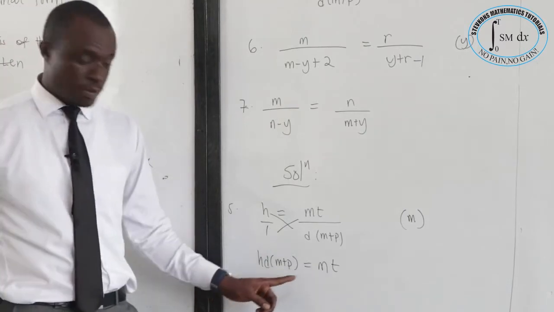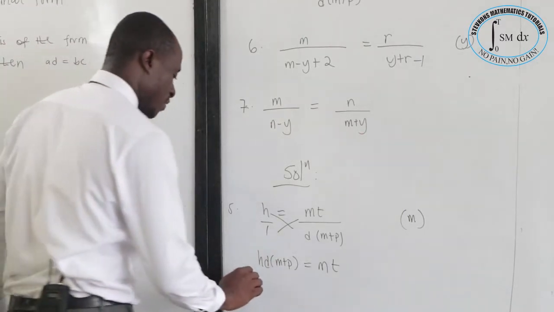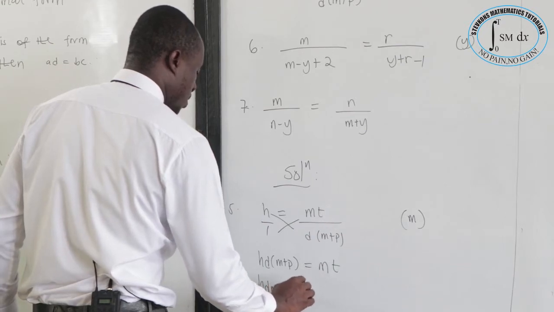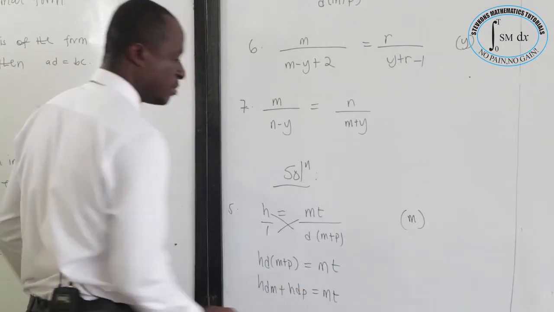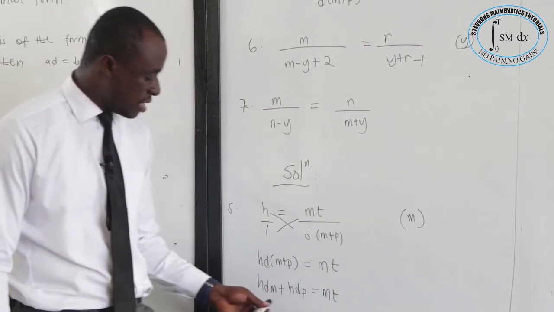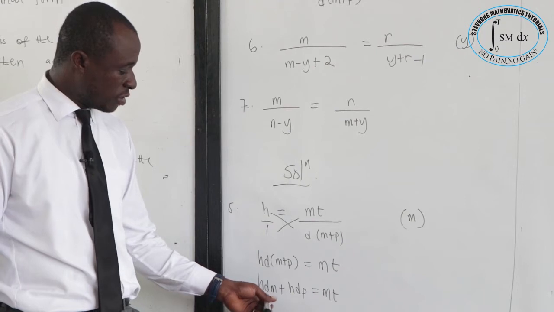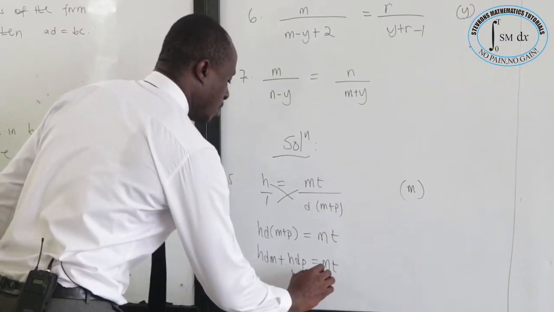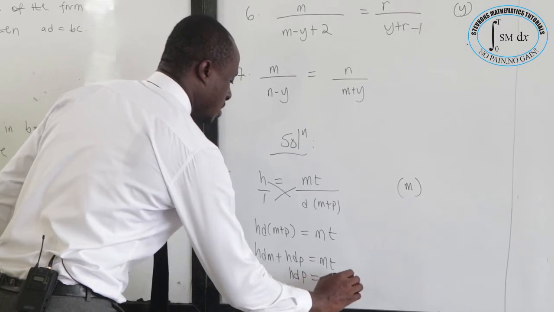What do we do? We have to expand. The m is in bracket. So you have hdm + hdp = mt. I want to make m the subject. So I have to group like terms, in this mt here, there's hdm also, so this has to come to this side. So we have hdp = mt − hdm.